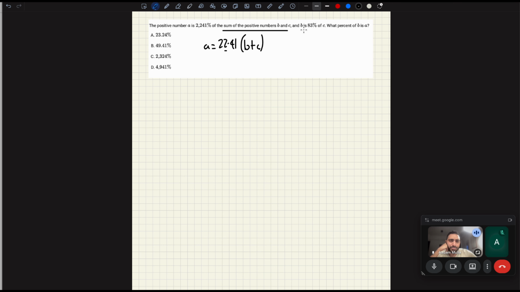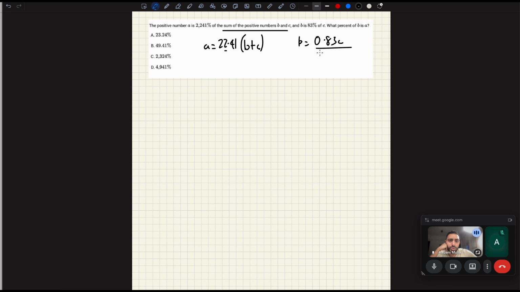Then it says B is 83% of C. So this one's a little bit easier. It's just going to be 0.83 times C. What percent of B is A? So we need to try and get A and B together, and then we can see that first. Right now I've got this A, with B and C. So I want to try and get rid of this C.